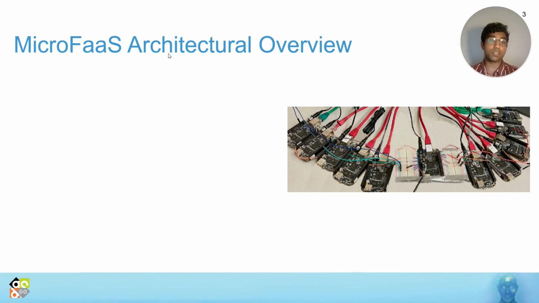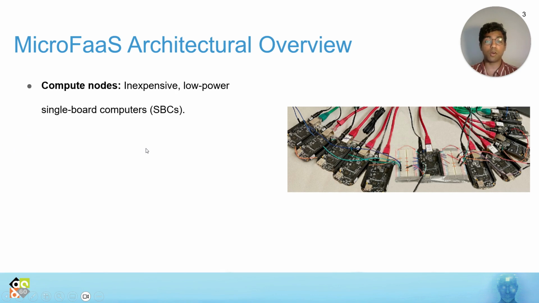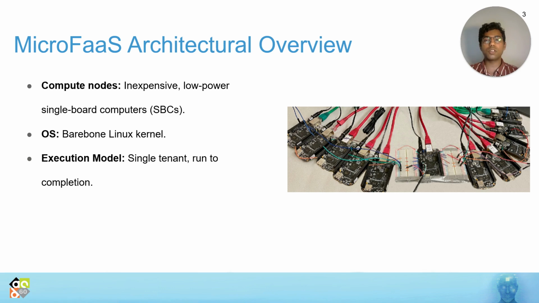So for the MicroFaaS architectural overview, we chose inexpensive, low-powered single-board computers that represent a node or a CPU that runs each serverless function. And each of these nodes uses a bare-bones Linux kernel that was heavily optimized in order to lower the boot times. We also use an execution model that's different from current cloud implementations. One, we use single tenancy, which means that when each node is running a function, nobody else will be able to use that node at the same time, meaning only one function runs in a node at a certain time. And we also use a run-to-completion model, which essentially is each node or CPU runs and completes a certain function before moving on to the next.